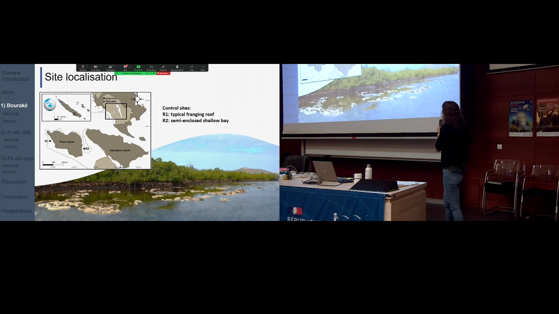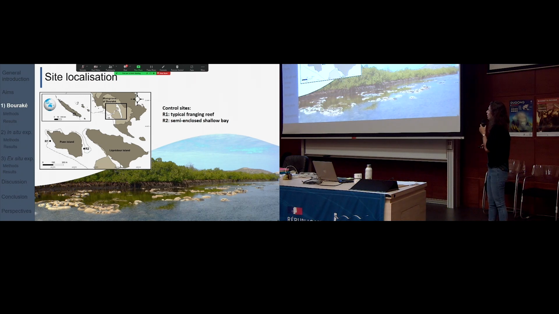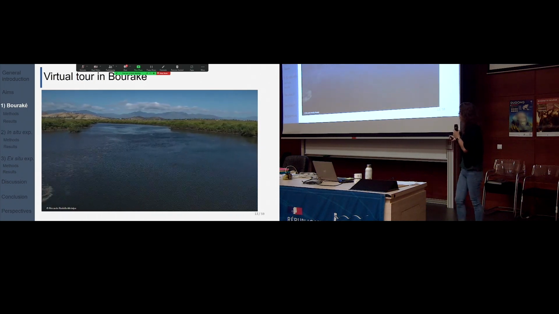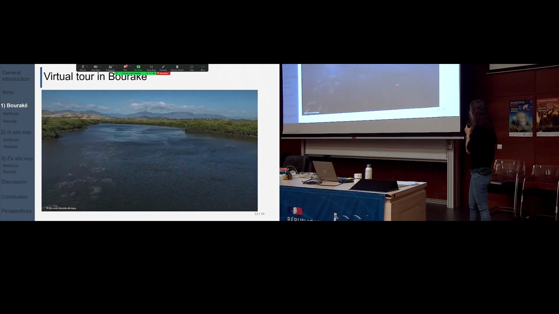The Bouraké Lagoon is located in the southwest of New Caledonia, so here. And I also chose two control sites, R1 and R2, to compare environmental parameters. To better visualize the Bouraké Lagoon, let's do a virtual trip together. So here is the entrance of the Bouraké Lagoon.